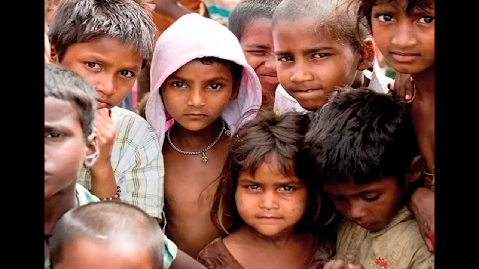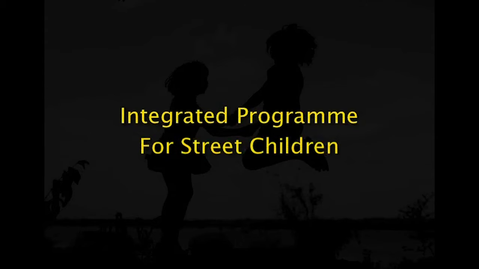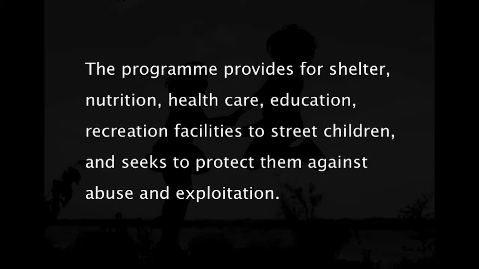The next scheme is the integrated program for street children. The integrated program for street children was started as an initiative to help children on the street to fulfill their rights. The program provides for shelter, nutrition, healthcare, education, recreation facilities to street children. It also seeks to protect them against abuse and exploitation.